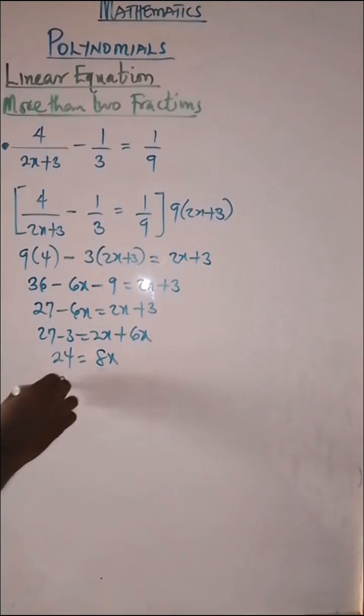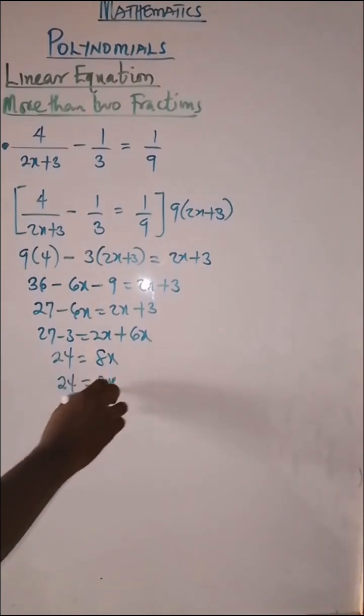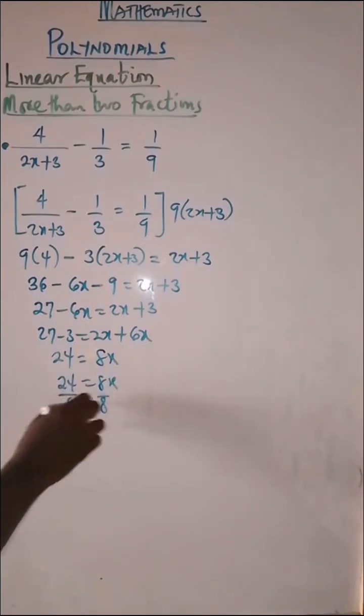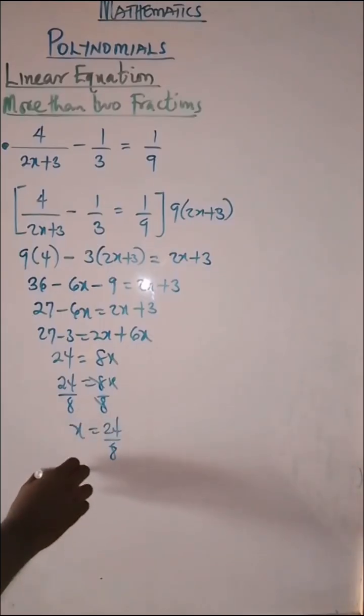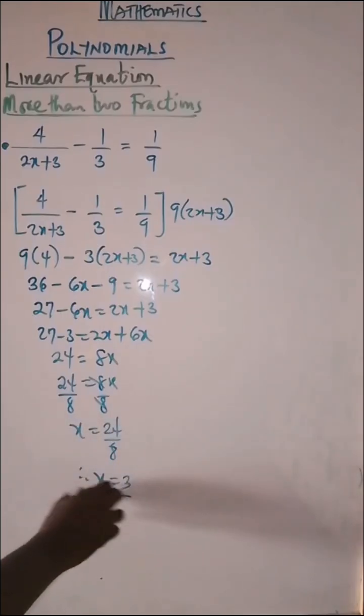To be able to get the value of x, I will divide both sides by 8. 8 over 8, cancel, cancel. So x equals 24 over 8. So therefore x equals 3.